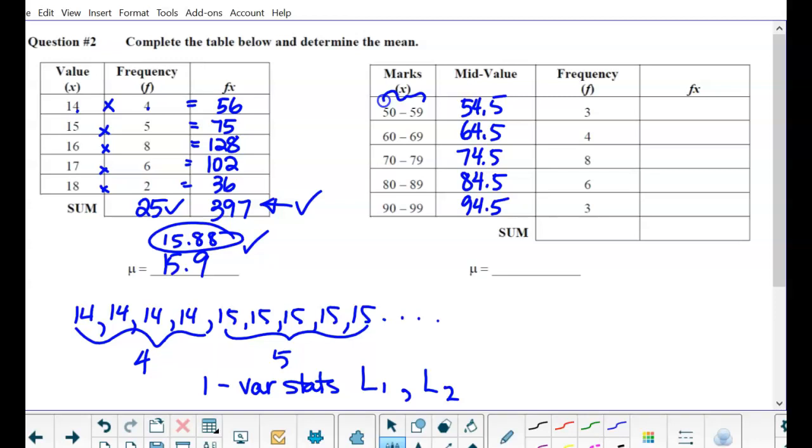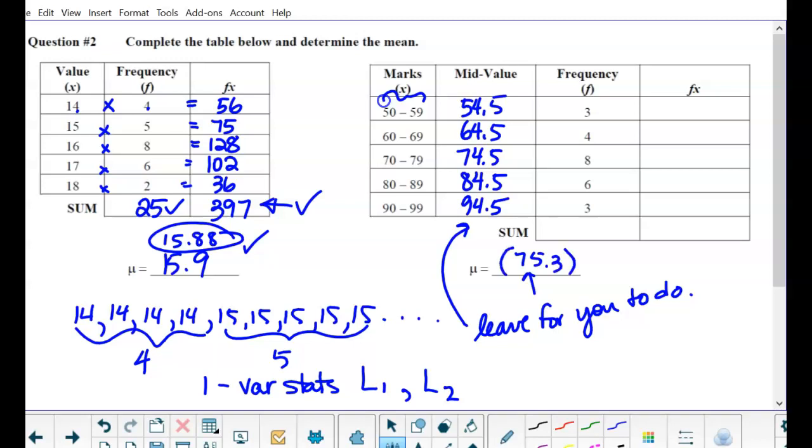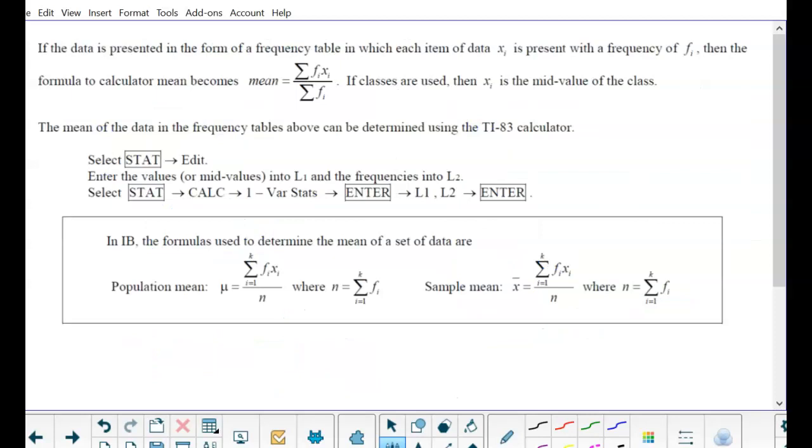Okay, so I'm going to leave this for you to do. What you should get is 75.3, rounded. So you can check that on your own. You can do it by hand or use the calculator. Okay, so that you're going to do on your own, not right now because we're running out of time.